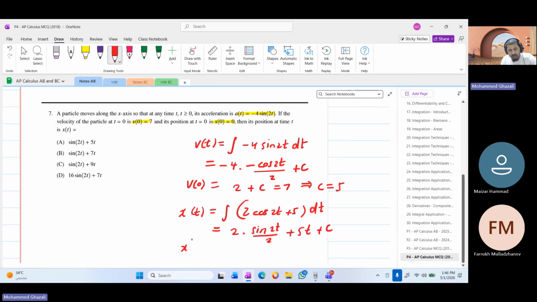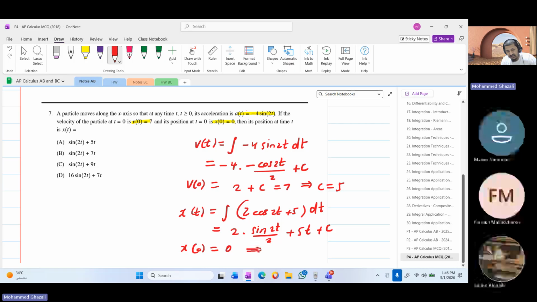And they told us x of 0 is 0. X of 0 is equal to sine of 0, which is 0. So the value for c is also 0. So if the value of c is 0, you can remove c, and this is your function. Your function is sine 2t plus 5t. So A. Yes, very good.